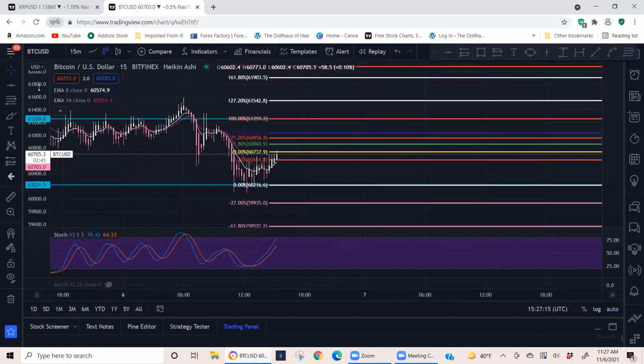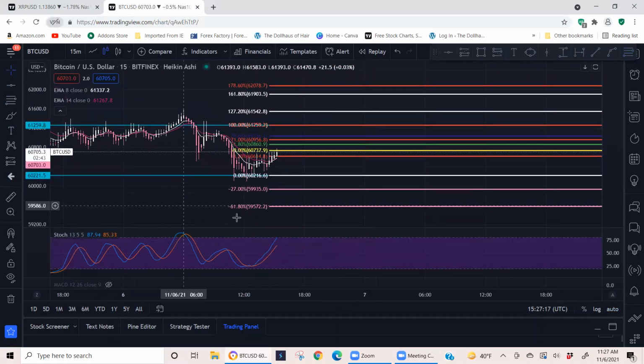Once you get your Fibonacci tool on there, understand that the 50% and the 61.8%, that's that hot zone, golden zone area or whatever. So basically that's where your reversals are likely to happen. From there, understand that -27 and -61.8, those are your target prices.